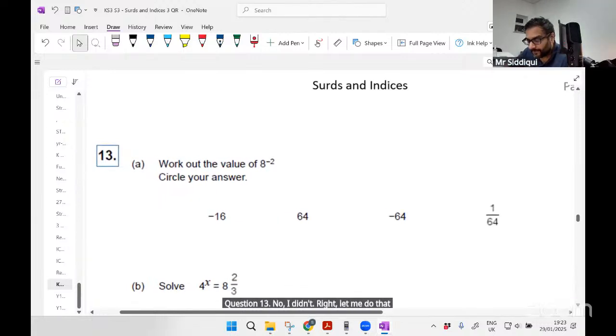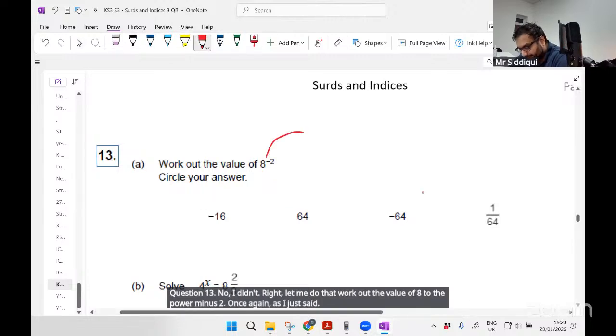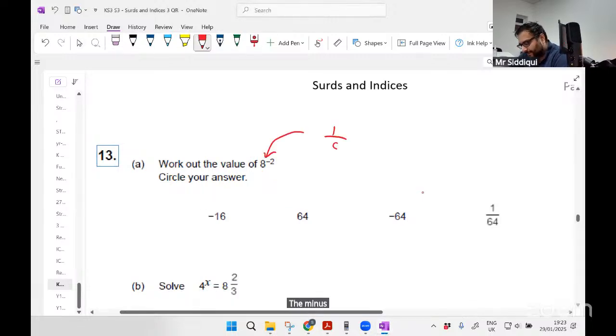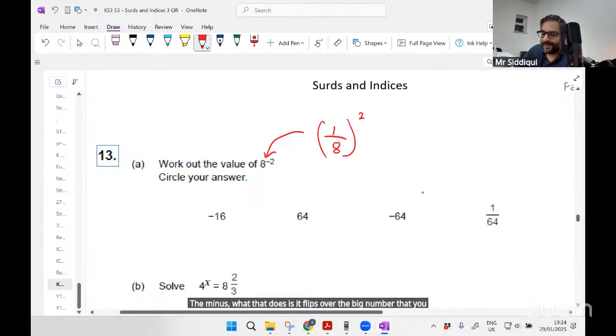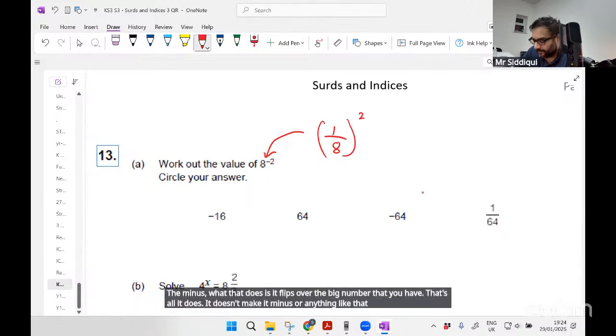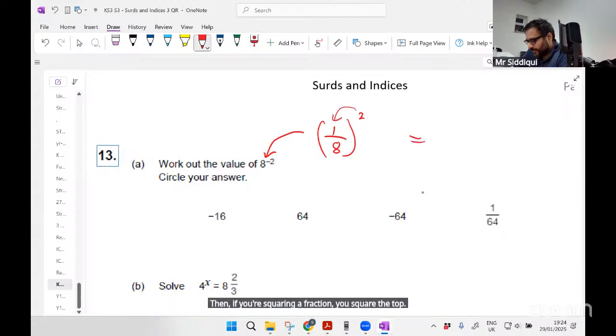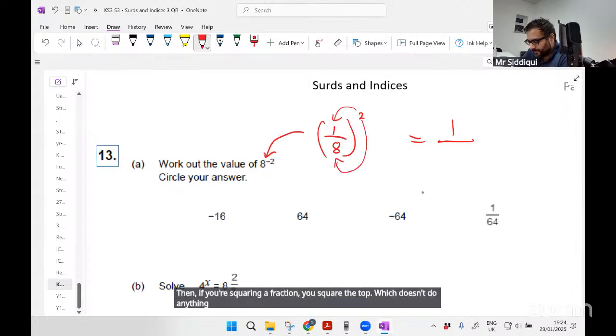Work out the value of 8 to the power minus 2. Once again, as I just said, the minus, what that does is it flips over the big number that you have there. That's all it does. It doesn't make it minus or anything like that. It just flips it over. Then, if you're squaring a fraction, you square the top, which doesn't do anything to a 1, and you square the bottom. 8 squared is 64, and therefore the answer is 1 over 64.